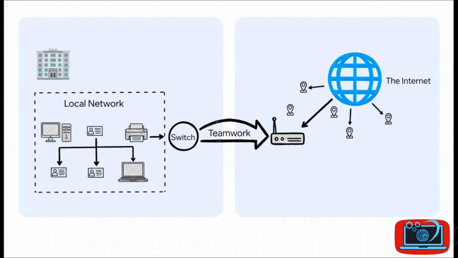Let's break that down because this is super important. The switch is the expert on the local neighborhood. It uses those physical MAC addresses to get data to the right device inside your network. But the router, it's the globetrotter. It uses IP addresses, which are like a global postal code system, to send your data between different networks all across the internet. They really are a perfect team.